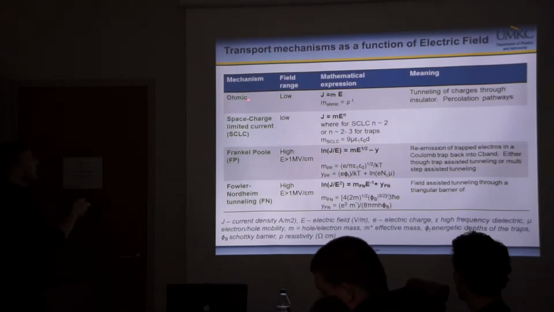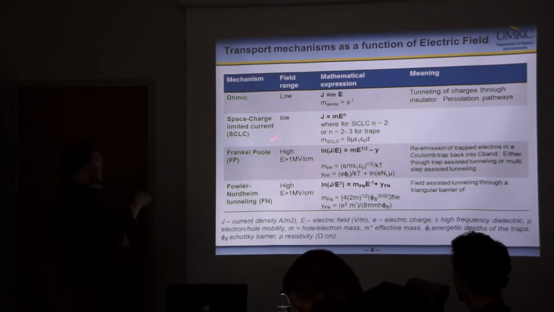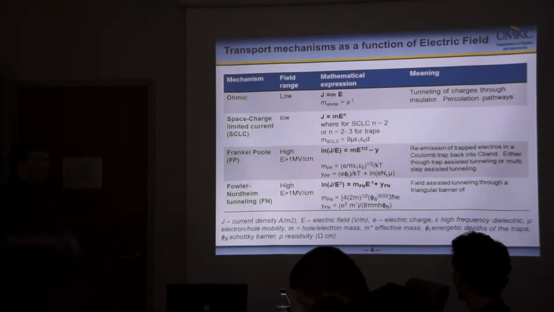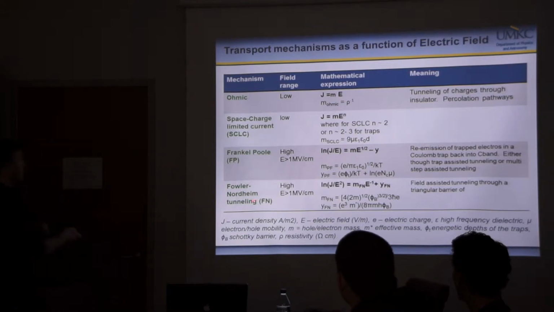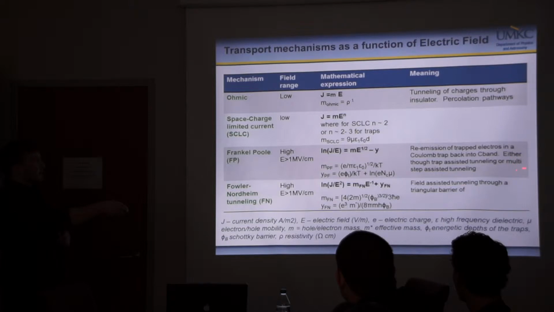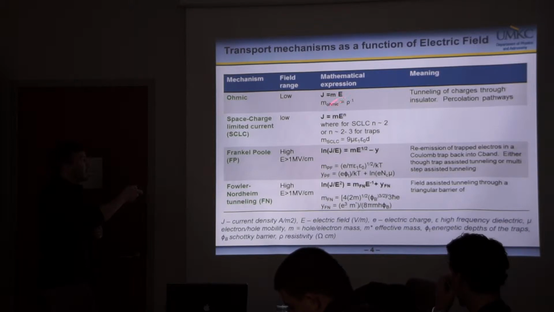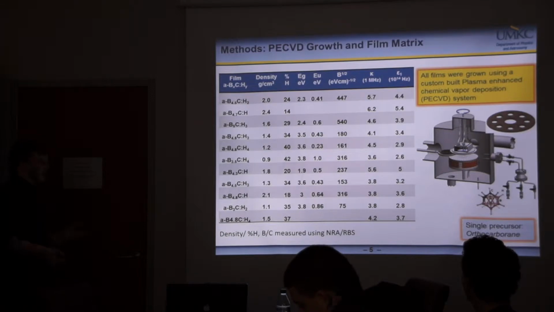The various transport mechanisms are all field dependent. These are DC mechanisms. Ohmic and space charge limited conduction are in the low field range, usually 0 to 20 volts, a very low range. Whereas Poole-Frenkel and Fowler-Nordheim tunneling, also Schottky emission where you create a Schottky barrier, occur at high fields. Poole-Frenkel would be trap-assisted tunneling or multi-step tunneling. In this talk, I'm going to analyze each of these as a function of current density and field, and try to fit and see which of these mechanisms apply for our material.